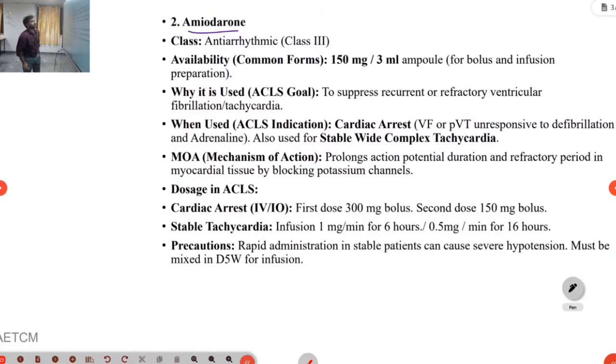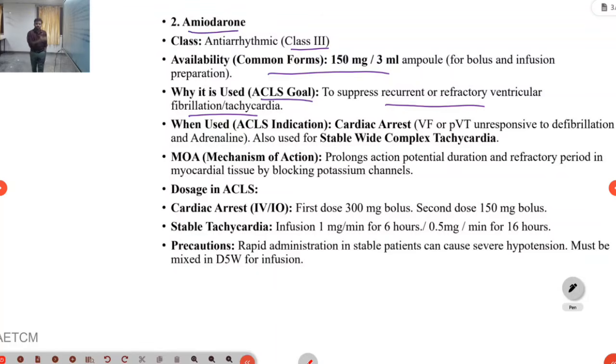We know it is an antiarrhythmic drug, class 3. Arrhythmia is an abnormal rhythm, so it will act against the arrhythmia, and that's why it is an antiarrhythmic agent. Availability: 150 mg in 3 ml, and we can give it as a bolus or infusion dose. Why it is used especially in ACLS is to suppress recurrent or refractory ventricular fibrillation or tachycardia. This point is very important.